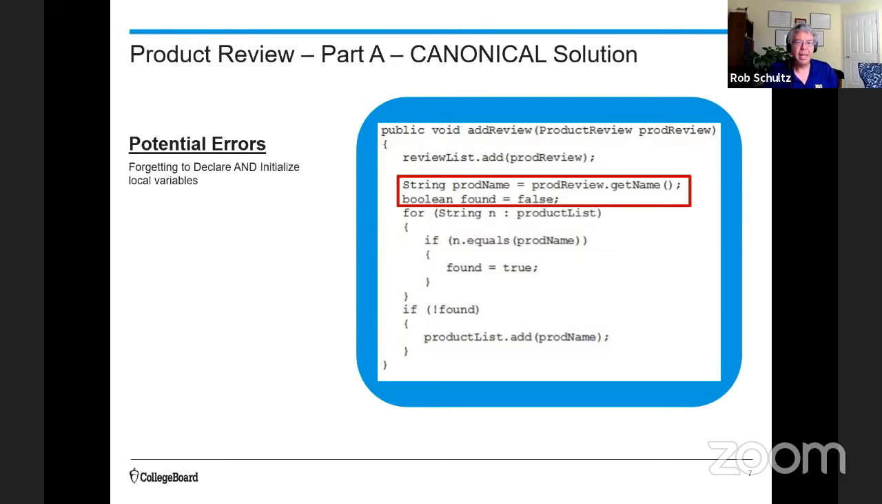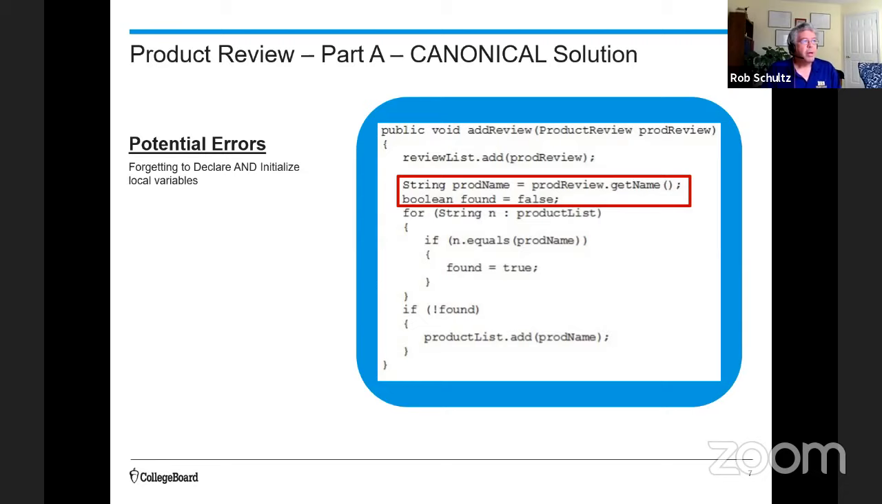So things like forgetting to declare and initialize local variables. It's very common both in my own classroom and as a reader. And if you're a reader that's watching this and you disagree, sorry, but this is my opinion, forgetting to declare and initialize local variables. You know, I've seen plenty of exams come through where the student starts by putting prodName equals prodReview.getName, for example. You know, obviously not the same question, but they'll forget to declare a variable as a String, or they'll forget to declare a variable as a boolean. They'll simply put found equals false. Well, we need to declare our variables.